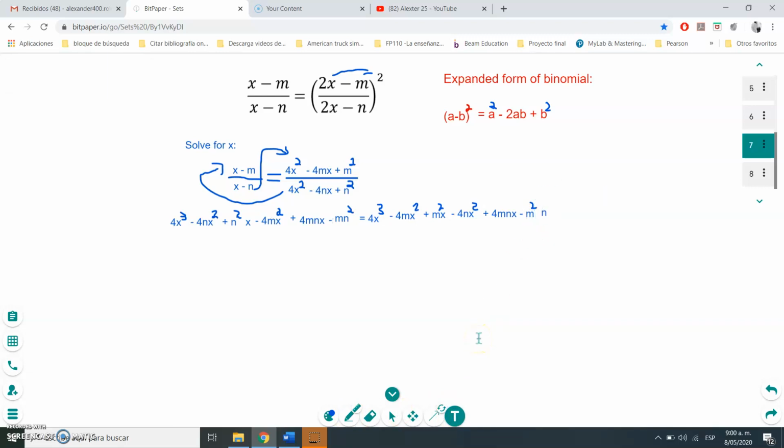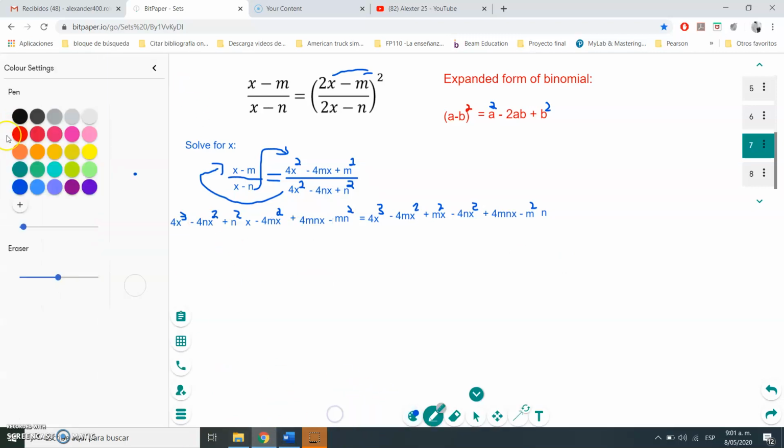All right. Look, now we have a linear equation. We eliminate the fractions. So what is next? This is a very important step because we have many terms. We have to look at the terms that we have in common, all right? So we have to look at the terms in common. And let's start with the first one.